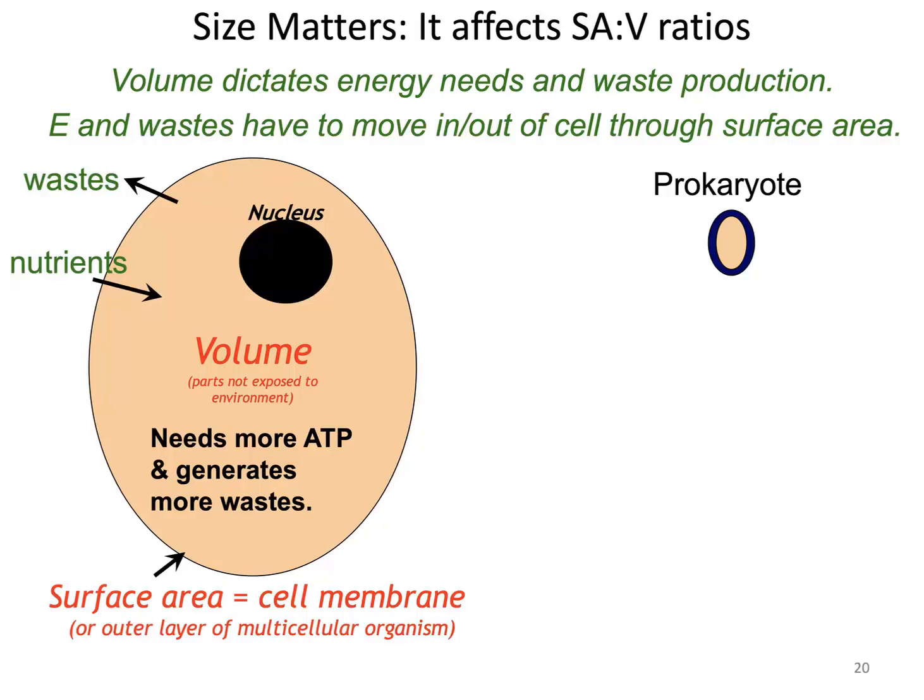And when you think about the energy and nutrients that it needs and the waste that it's producing to perform all the cellular processes that a cell needs to survive, all of that stuff has to move into and out of the cell through the surface area, or the part of the cell that's directly touching or connected to the outside environment that's not part of the cell. So waste has got to get out through that surface area that's connected to the external environment, and nutrients have to get in through that surface area that's connected to the external environment.